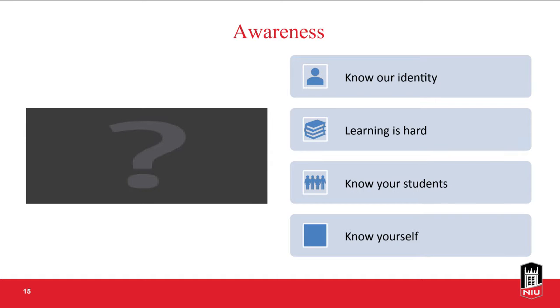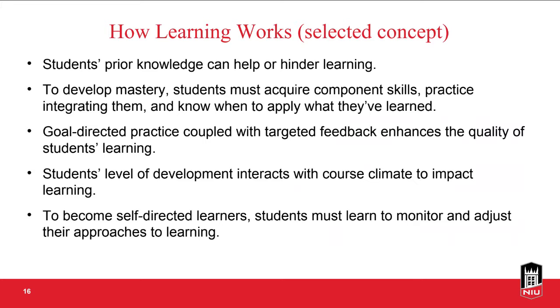Okay, so now we're going to look at some points about how learning works. There's a fairly prominent book titled How Learning Works, and the author took some excerpts from that book and put them into these different topics. And so be aware, students' prior knowledge can help or it can hinder learning. If they learn something incorrectly, then you're going to have to break down that incorrect knowledge and get them to learn it correctly.